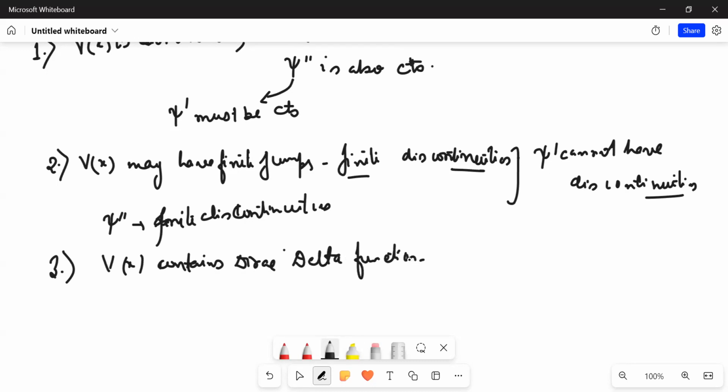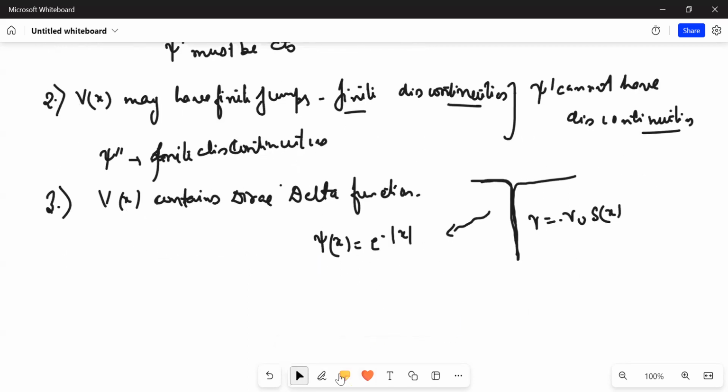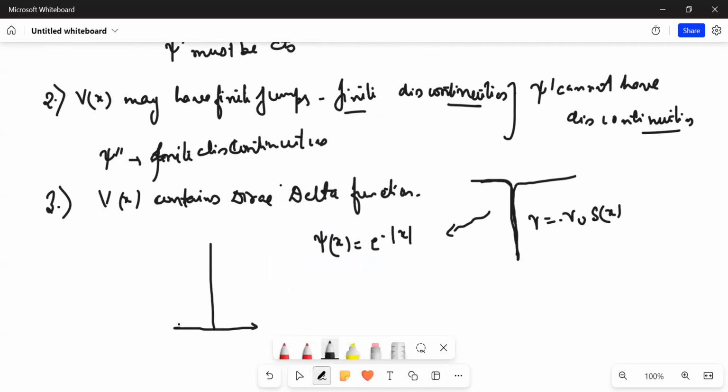Now, if it contains a Dirac delta function, even if you don't remember, I'm going to give you the result directly, so you just remember it. Let's say the particle is subjected to a potential V equal to minus V naught Dirac delta of x, an attractive Dirac delta potential. Then the corresponding eigenstate would be something like e to the power minus modulus of x. And clearly, this wave function has a discontinuity in its derivative at x equal to 0.